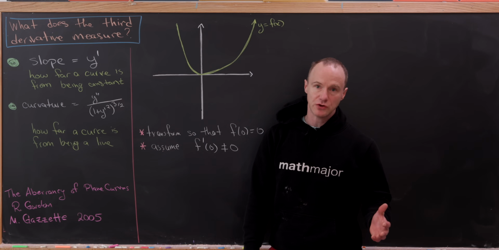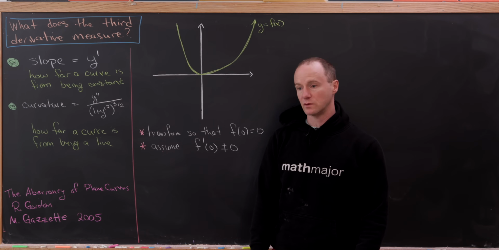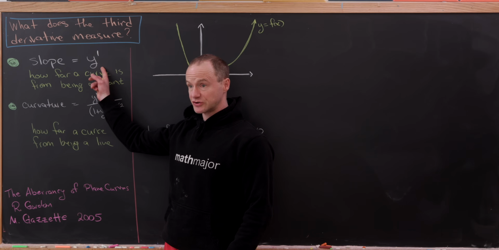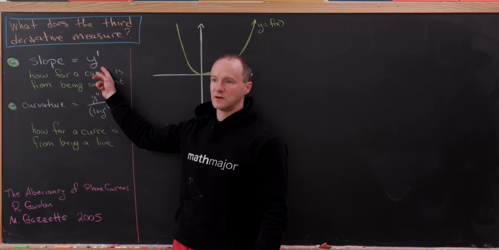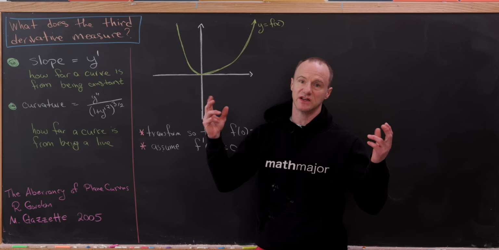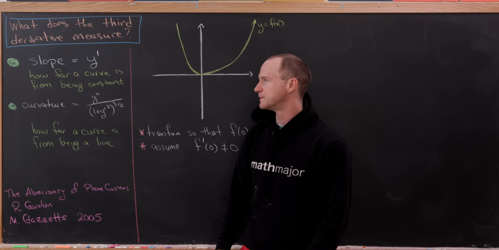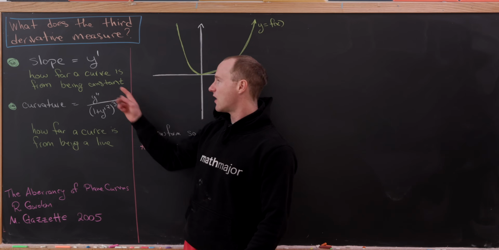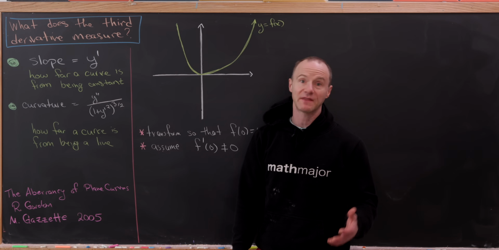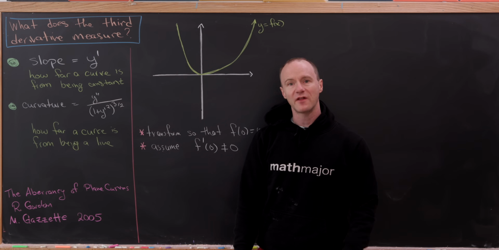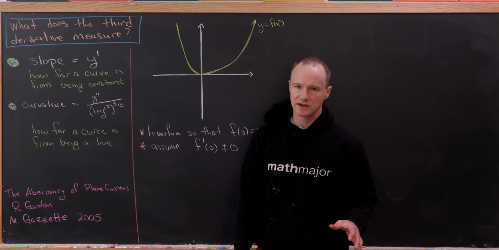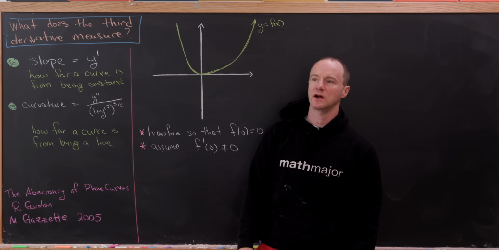So let's first review what the first and the second derivative say, and then we'll move into looking at what the third derivative says. So the first derivative, y prime, if we have the curve y equals f of x, is the slope of the tangent, or really just the slope of the curve at a point. But we could also think about that as how far the curve is from being a constant function at that point, of course. And then the second derivative in a first semester calculus class really just tells you the concavity. Is it concave up or concave down?